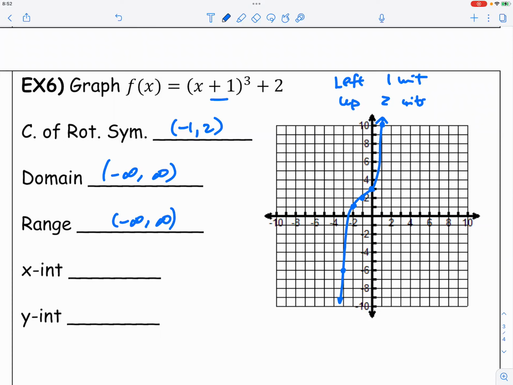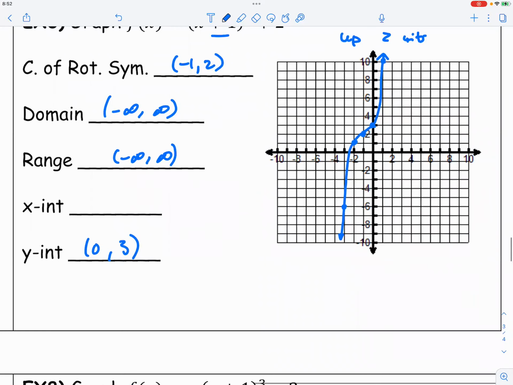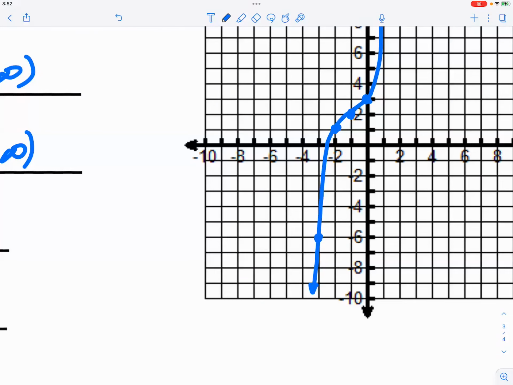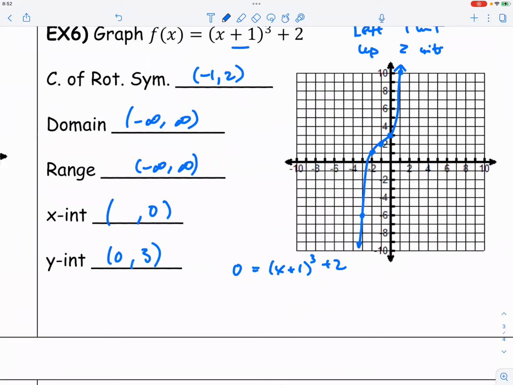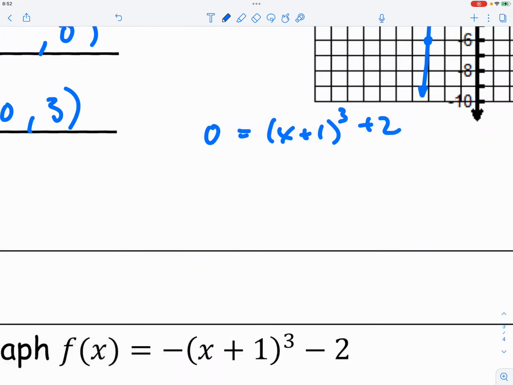Now the y-intercept is pretty straightforward. It is 0, 3. Now the challenge is, what is the x-intercept? Well, again, it's not a nice number. What do we do? Well, we know the y value is always 0 for the x-intercept. So we set y equal to 0, and we'll figure out what the x is.